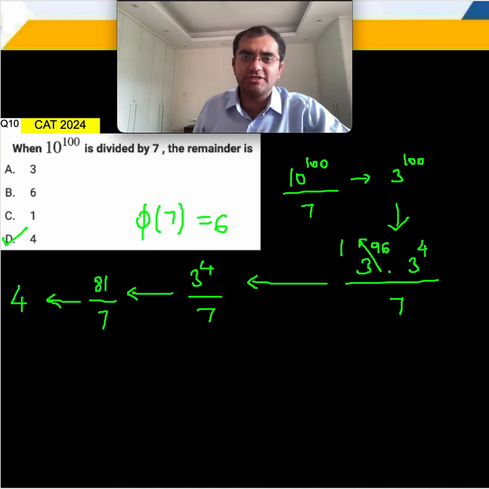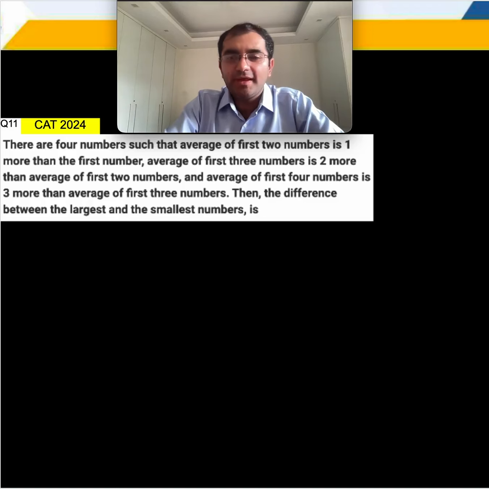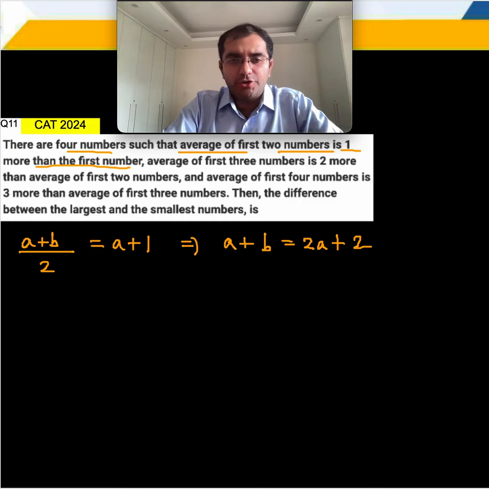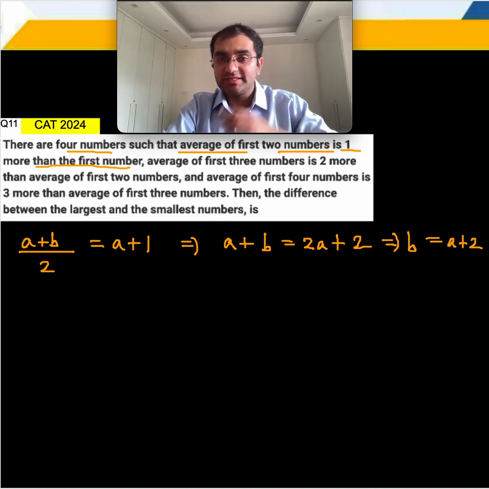Easiest question in the paper. Question, just follow the instructions, आपका आंसर आ जाएगा. 4 numbers are there, ABCD लेते हैं. Average of the first 2 numbers is 1 more than the first number. फर्स्ट 2 numbers का एवरेज is 1 more than the first number. A cross multiply, A plus B is 2A plus 2, जिससे B मिल गया मुझे, it is A plus 2, which means that the second number is larger than the first number.